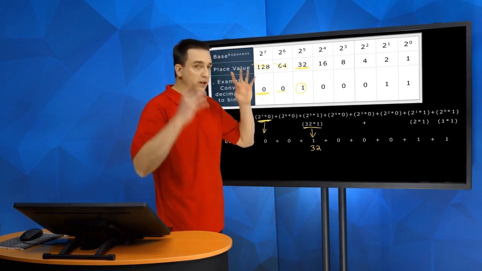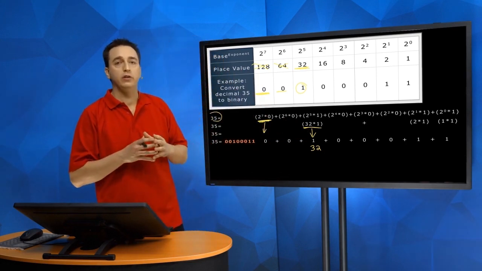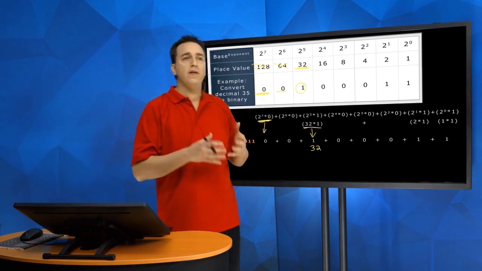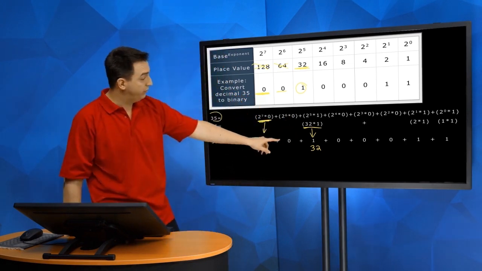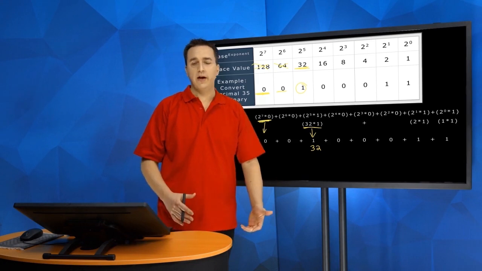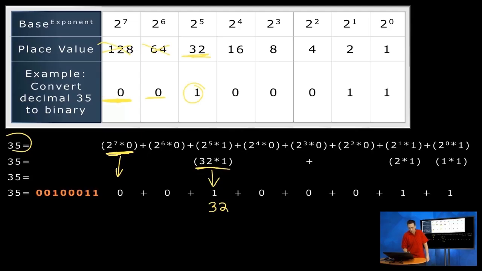So now I have 32, and I have to consider that 32's already been used. So 35 minus 32 is what? It's only 3, right? So essentially now, I don't really care about the 35. I care about the fact that I have 3 left over. That's the 35 minus 32, gives me 3 left over.